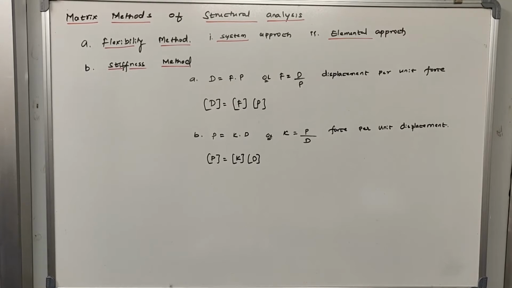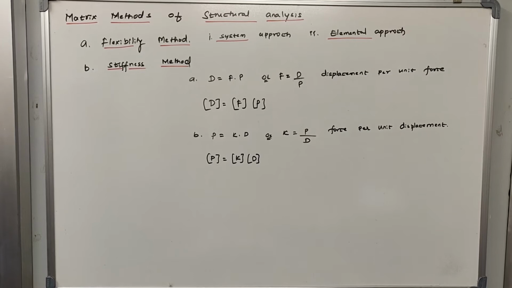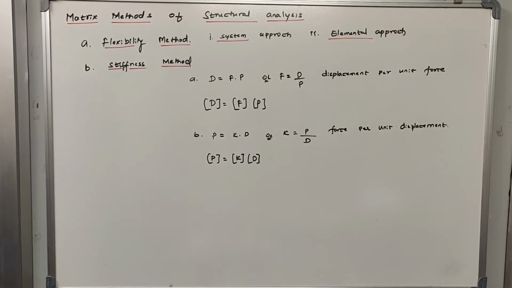So in all the previous videos we had discussed three different methods of solving any given structure. If you want to analyze the structure, you can use the slope deflection method, moment distribution method, or Kani's method. We have discussed all four methods and we have solved several problems. We have analyzed several beams and frames, sway and non-sway analysis, and all of that.